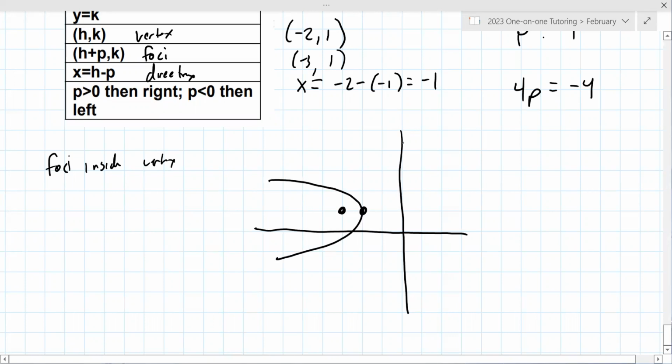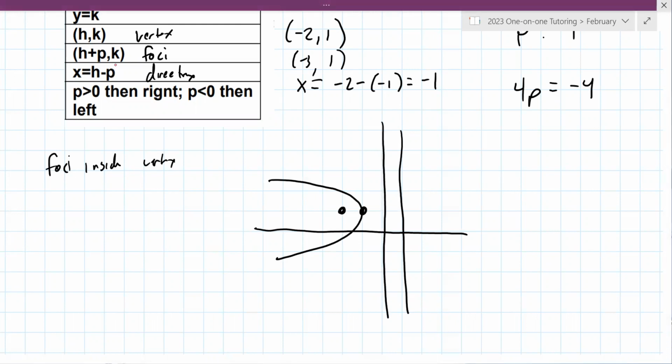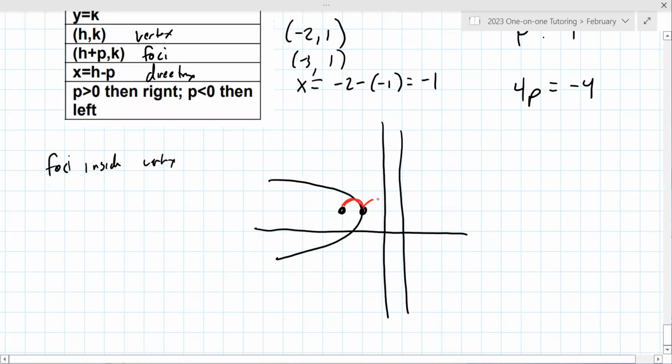It's confirmed by the directrix, which is this line that is equidistant. Like this distance right here is the same as the distance to the directrix. So the foci is the same distance from the vertex as the directrix is.